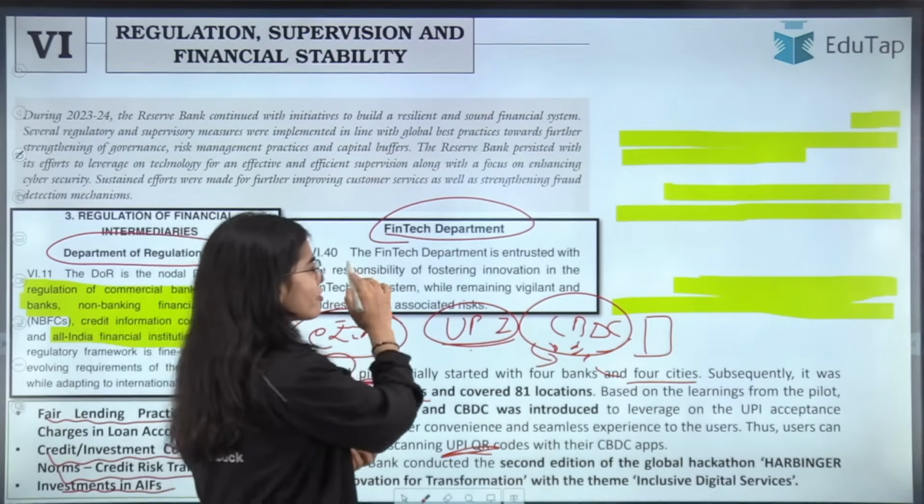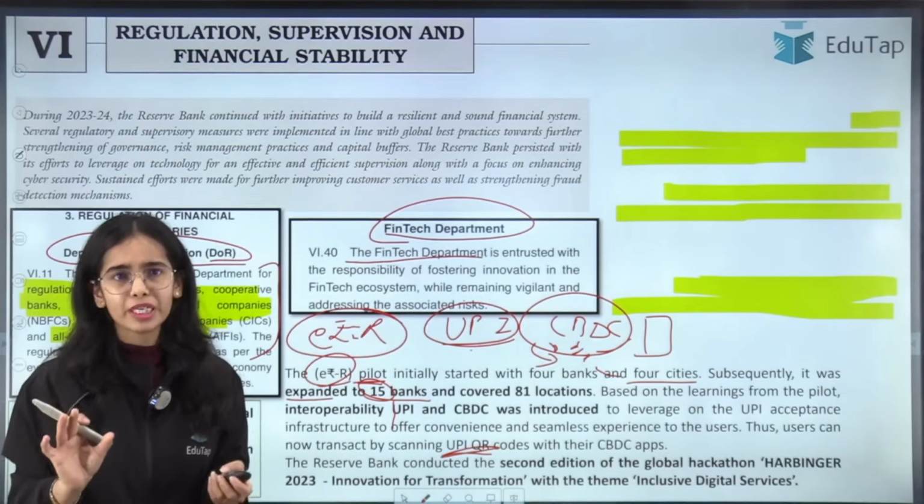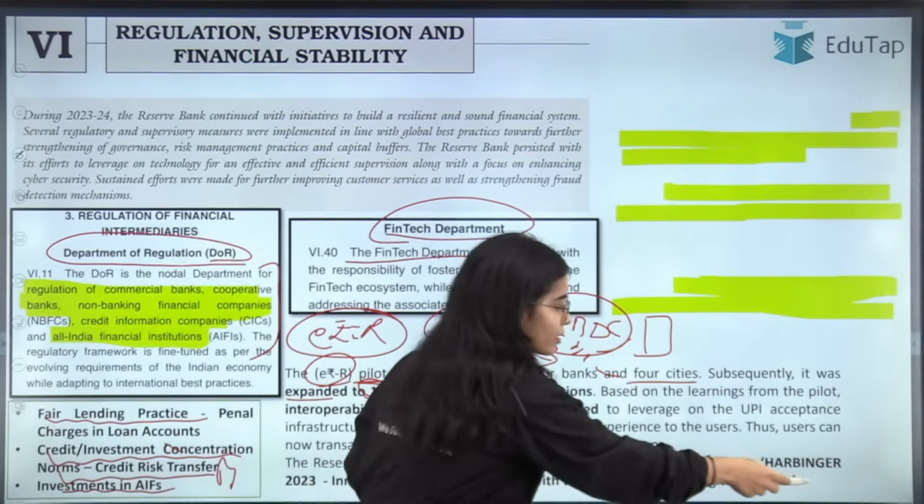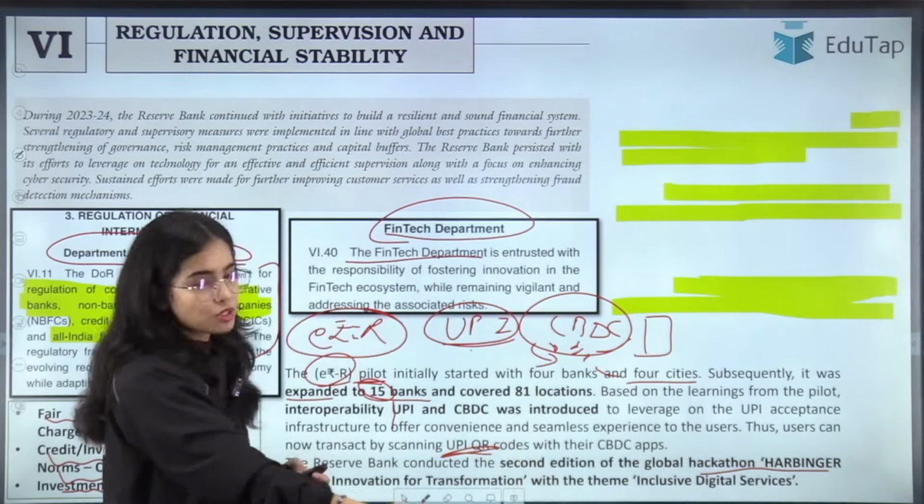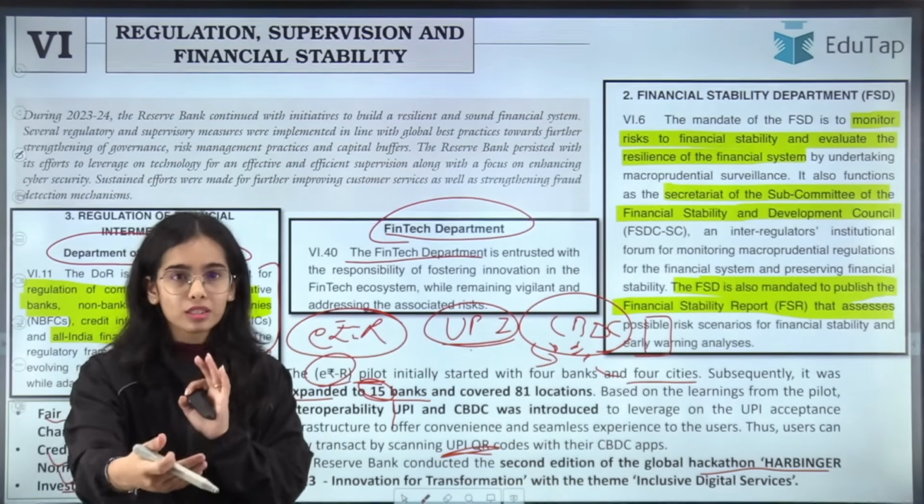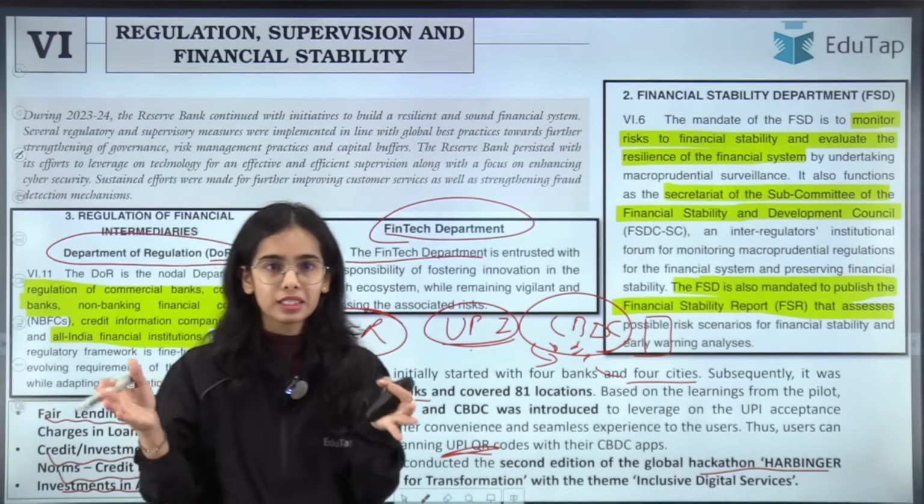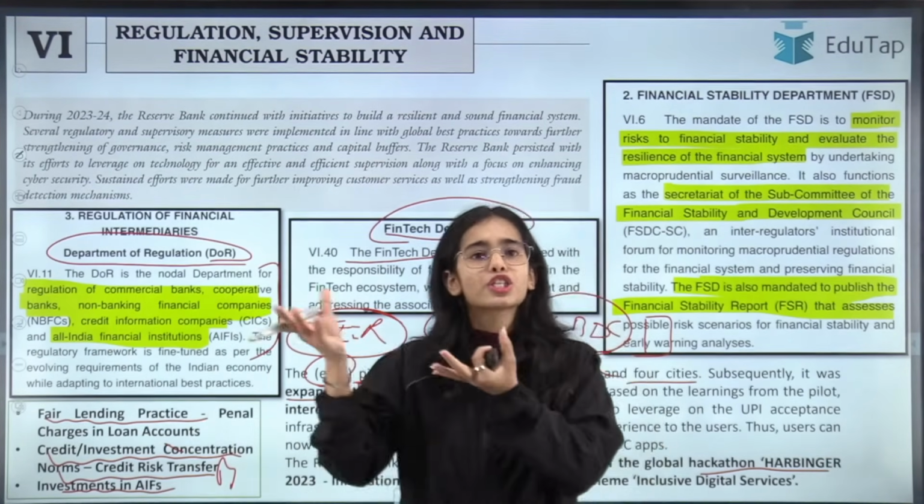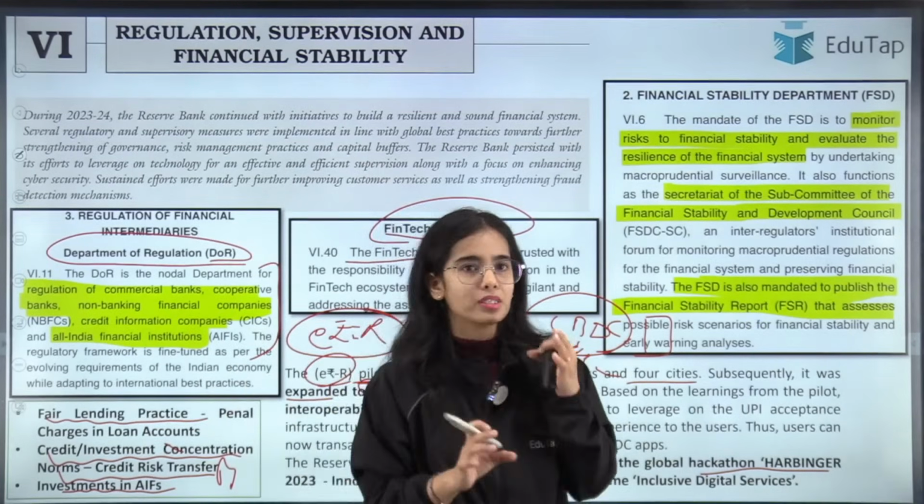And then there are various things that have been done by the fintech department. One of such things is the second edition of the Harbinger hackathon. Recently the RBI is going to bring the third one also, so we are going to discuss that in detail. There are problem statements given, and we have to do the innovation on these problem statements, so that happens under the Harbinger.